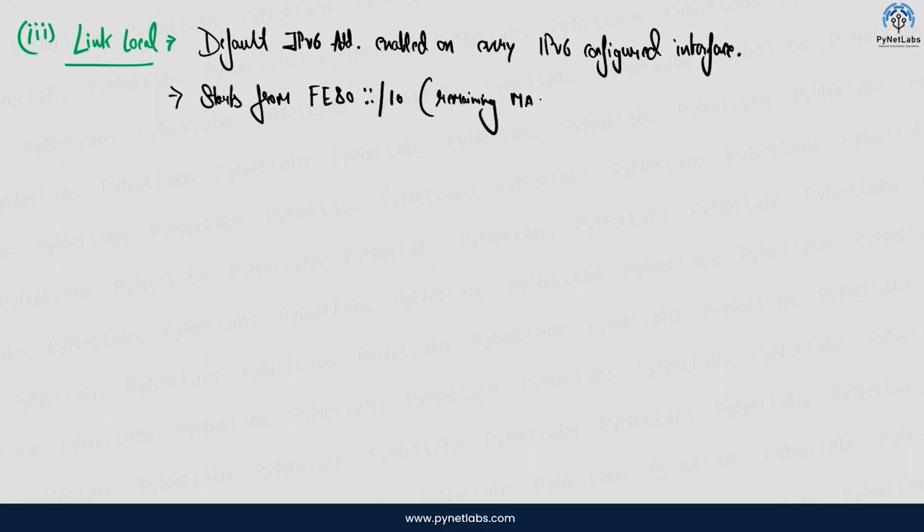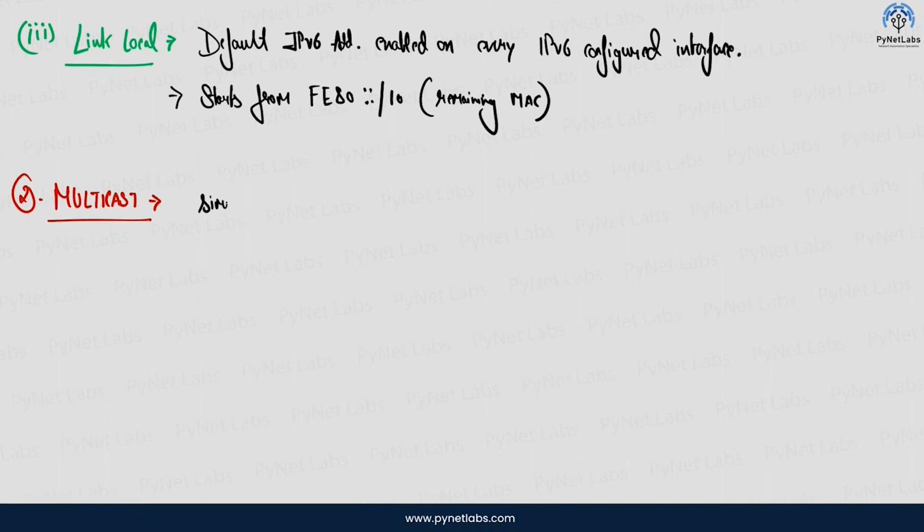So I will explain this concept of link local when we try to see the neighbor discovery process of IPv6 address. So these are the three categories of your address. The first category we have discussed is unicast. The second we have is your multicast.